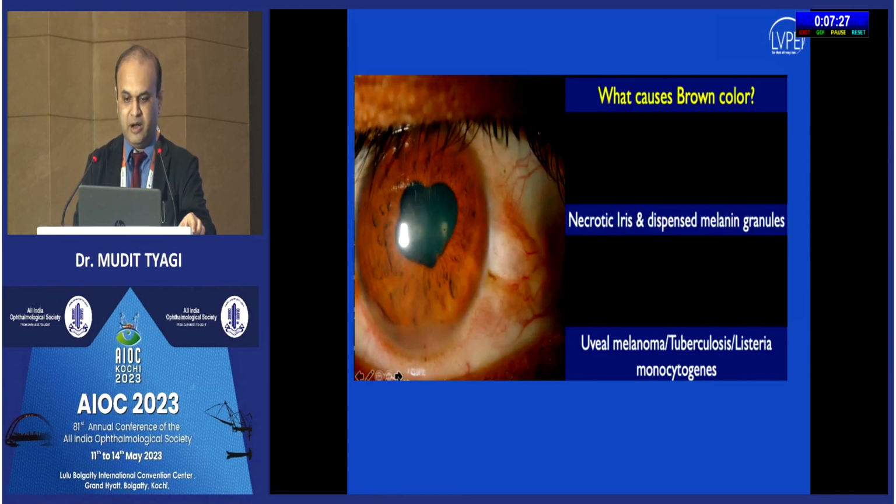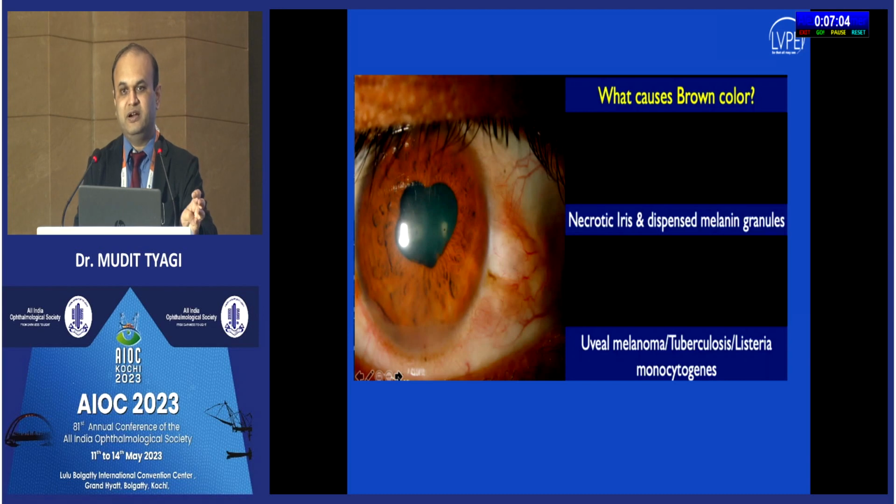And whenever you see a brown colored hypopyon, you must understand why it is of that color. That can sometimes be because of a necrotic iris and dispersed melanin granules, and that can sometimes be a clue to an underlying uveal melanoma. Similarly, in a kid, if you see a hypopyon with an otherwise quiet eye, you should also keep a differential of retinoblastoma in mind. So the point is, when do you suspect masquerades?